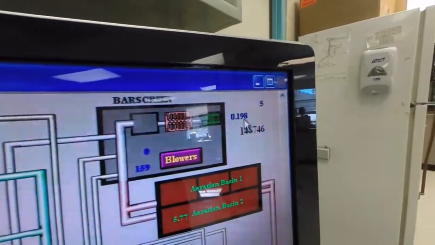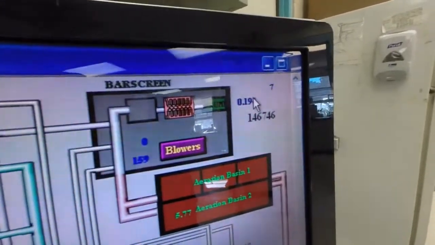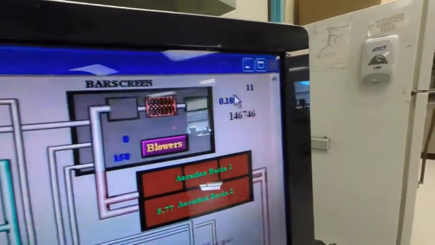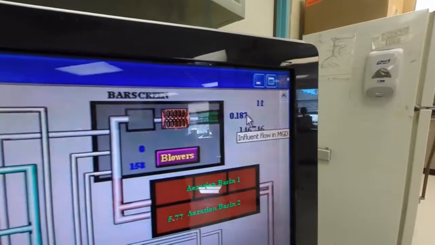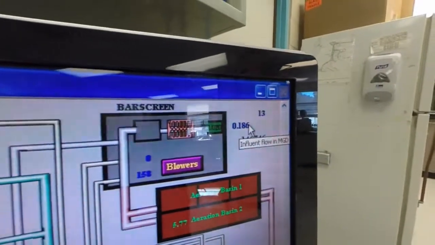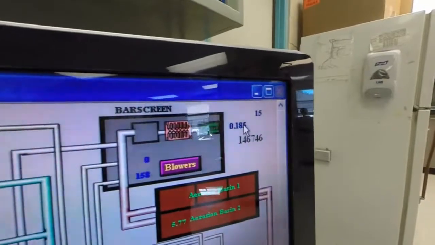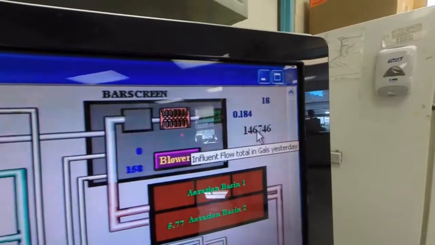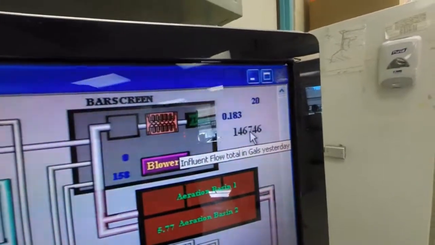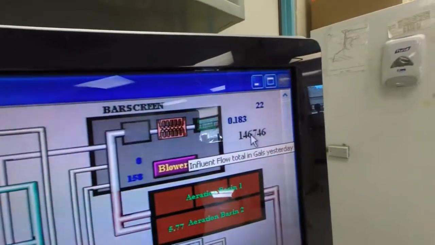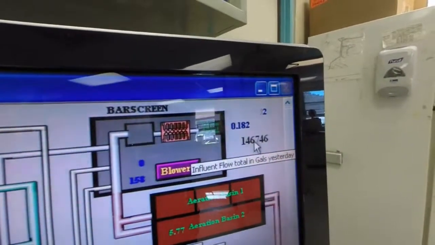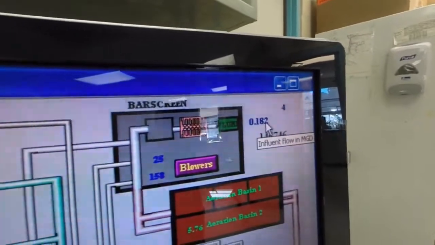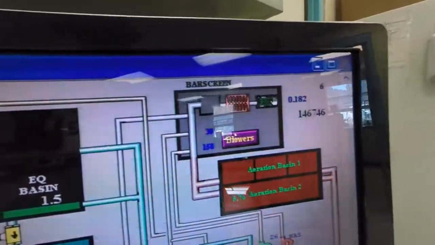It's the morning, so the flows coming into the treatment plant are usually high right around this time in the morning and at night, during dinner time. So this right here is like 146,000 gallons. There's 146,746 gallons that came into the plant yesterday. So we're probably not going to be anywhere near that tiered figure, but you can click right here.